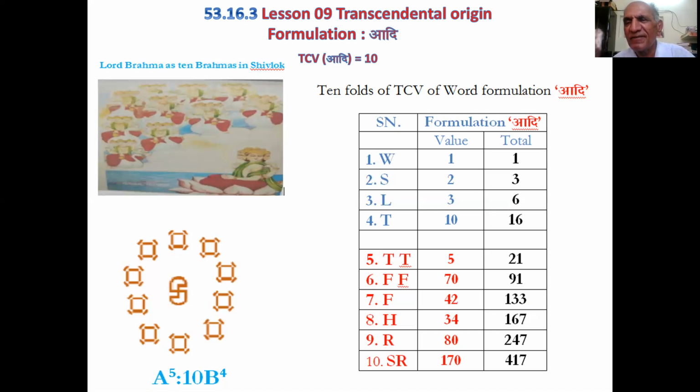See, it is 34 more than 383. Value 383 is 283 plus 100. Value 383 is the value of the TCV values of all 50 letters of Devanagari alphabet together with the formulation Devanagari Varnamala itself.